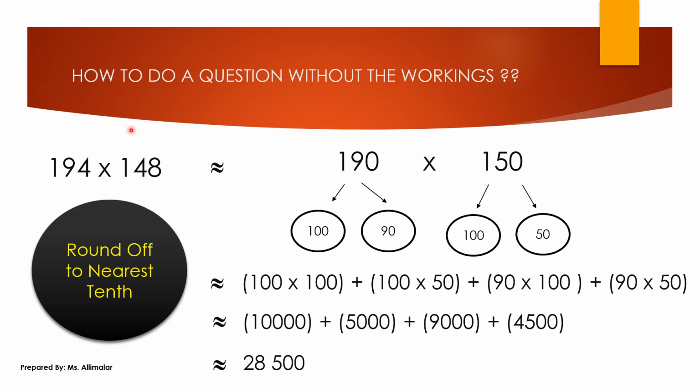Okay. Now, how to do a question without the workings? Same thing. Now, guys, look here. This is a 3-digit number times another 3-digit number. Now, we are going to look at how we're going to do that. 194 times 148. Wow. Of course, if you want to find the exact answer, you need a paper and pencil, and you will take some time, and you might need a calculator also. But we are not going to use all these things. I will teach you how you get this answer.